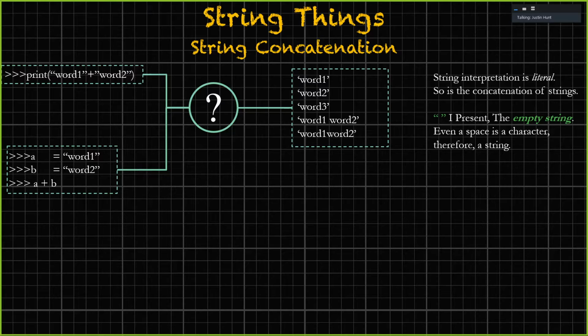So if we were to take this same process, print word1 plus word2, and just change it around so there were variables, word1 is equal to A, word2 is equal to B, and we added A plus B, we would still get word1 concatenation word2 with no space in between. Your mind would be blown how many pro programmers still miss the empty string. I just want to make you aware of this.